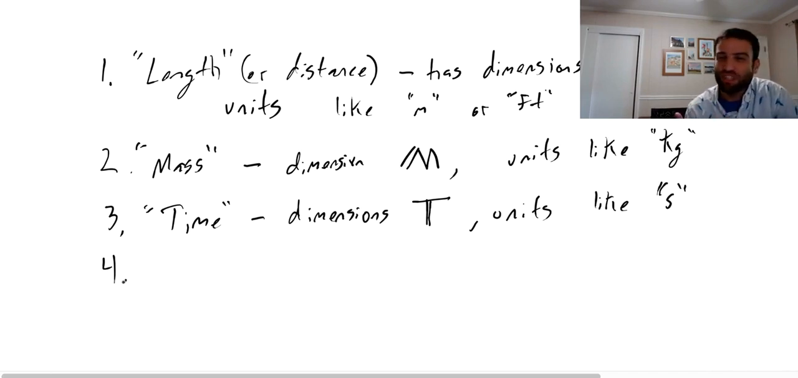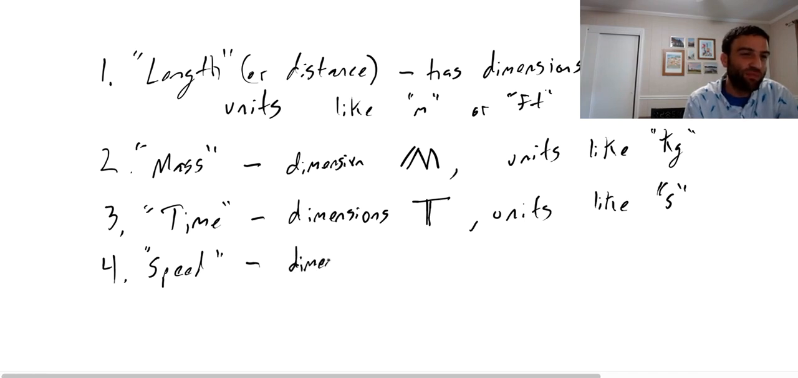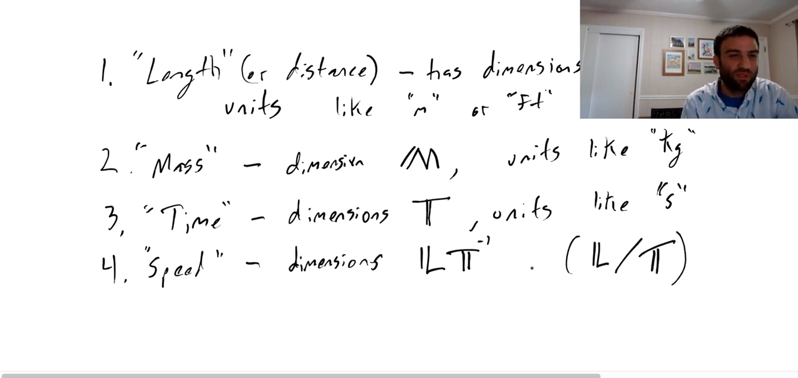Let's get to our first kind of composite dimensional quantity that we'll talk about in this class, speed or velocity, right? So speed, how fast something goes, is a measure of how far something goes in a particular amount of time, right? And so it combines some of these previous types of dimensions, right? So this has dimensions that are given by length times the inverse of time, right? And if you're more comfortable, you could also write that as length divided by time, right?